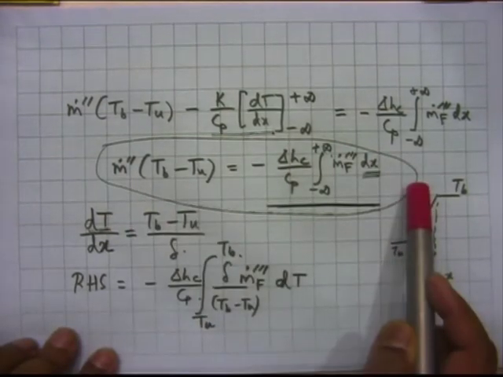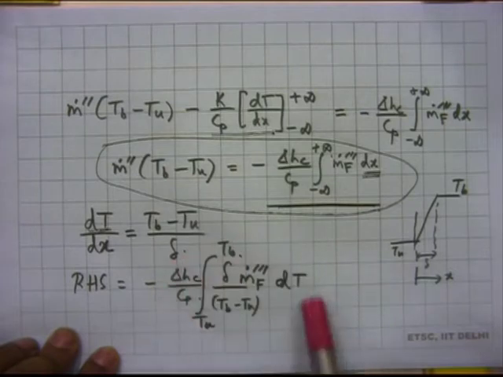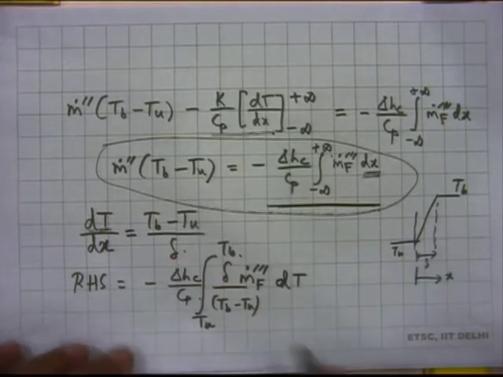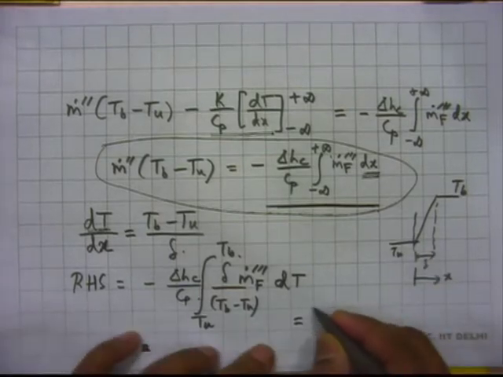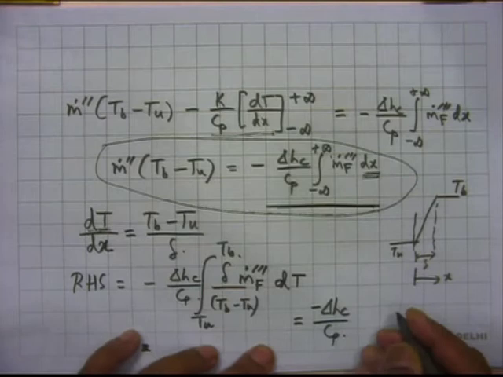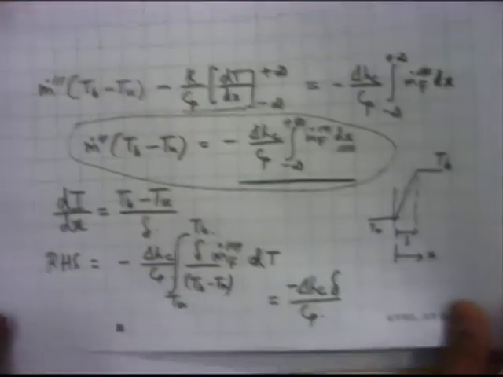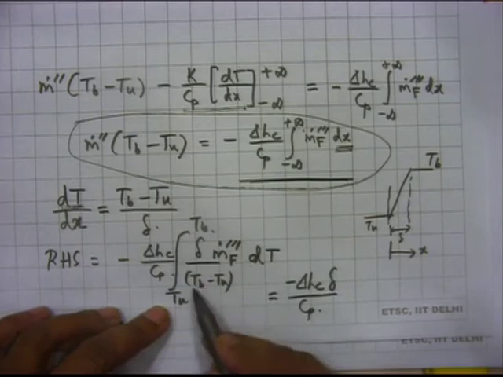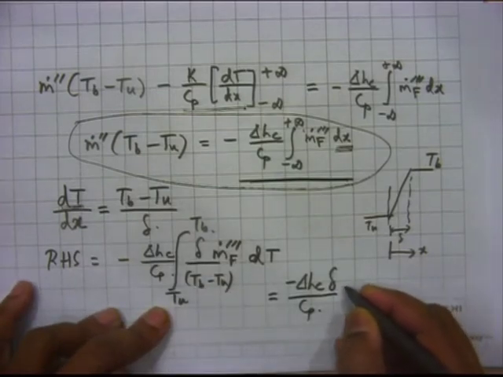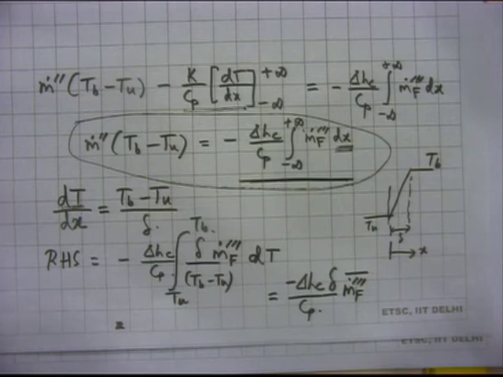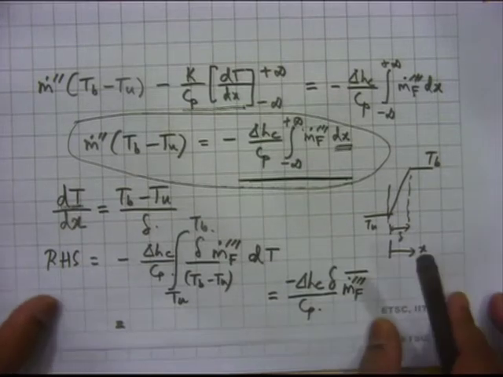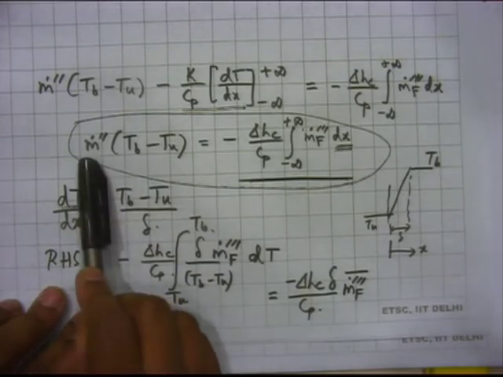So, coming back to this, this is the energy equation that we are working with, and the right hand side we wrote in terms of this, and that is equal to minus delta H c by C p. We can take the delta out, then we will get m dot f triple prime integrated divided by T b minus T u. So, that is m dot f triple prime bar, correct. That is the right hand side. The left hand side is m dot double prime into T b minus T u.